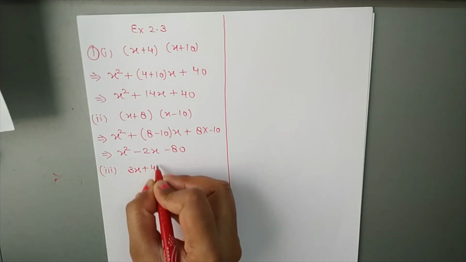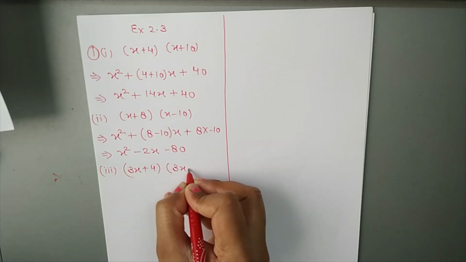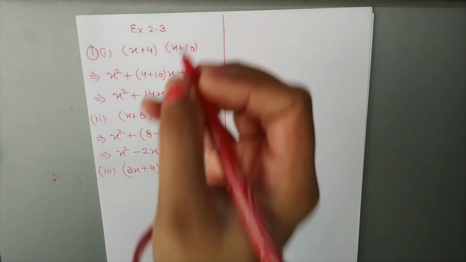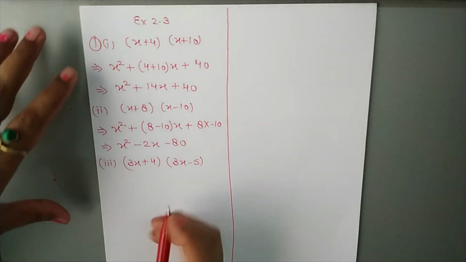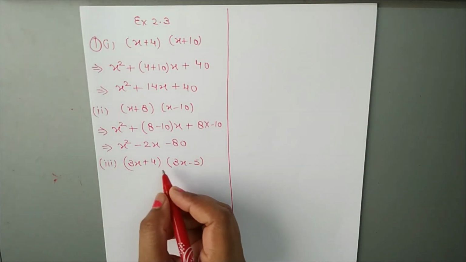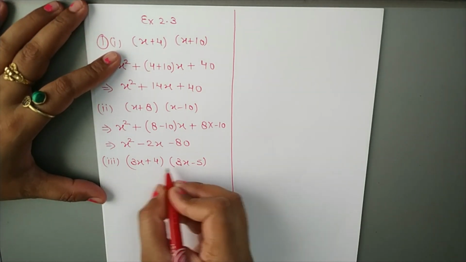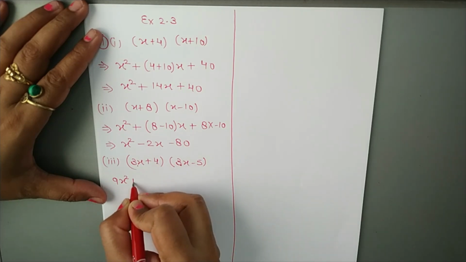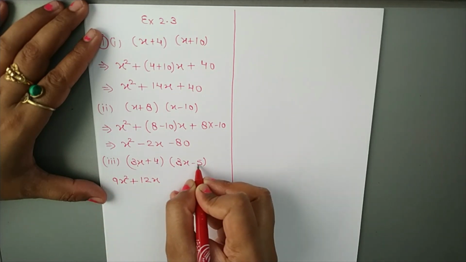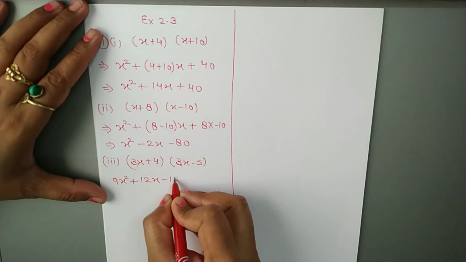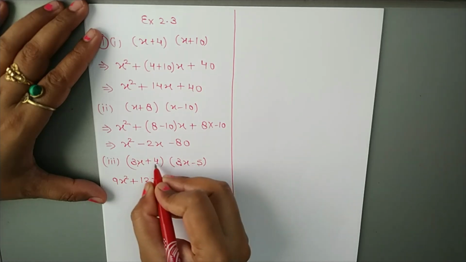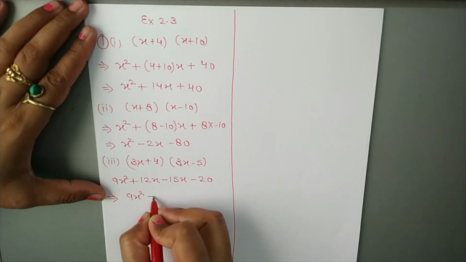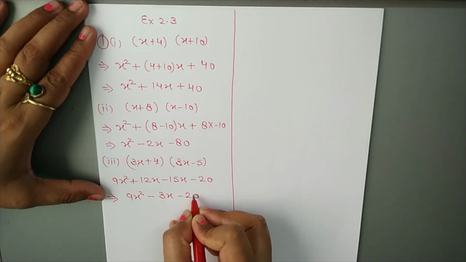Now the third one, (3x + 4)(3x - 5). If you don't remember these identities, you can simply multiply also. Here 3 and 3 are 9x^2, then 4 into 3, 12x, then 5 times 3 is 15, that is -15x, then 5 times 4 is 20. So it will be 9x^2 - 3x - 20.